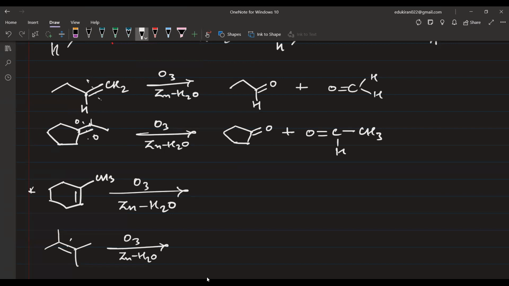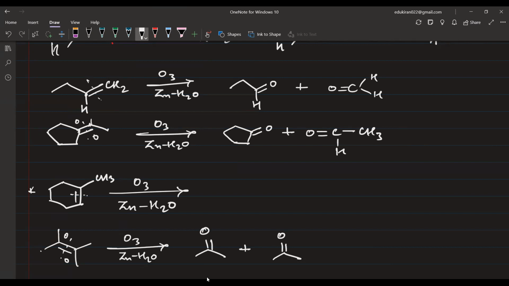Now let us look at this one. One oxygen here, the other oxygen here. So you have 1, 2, 3 carbon atoms. The second carbon is having double bond O, and here also 1, 2, 3 carbon atoms. Second carbon is having double bond O. Now what about this one?